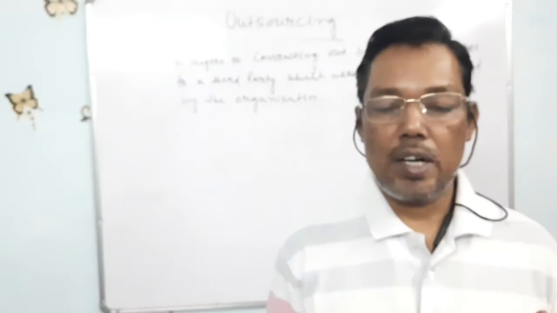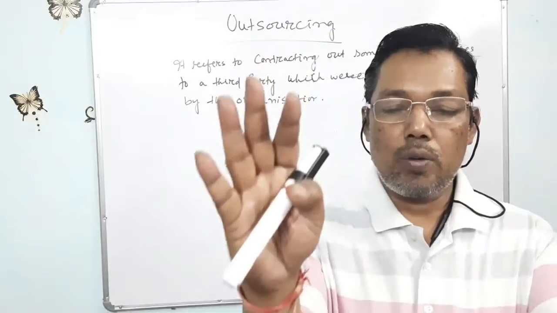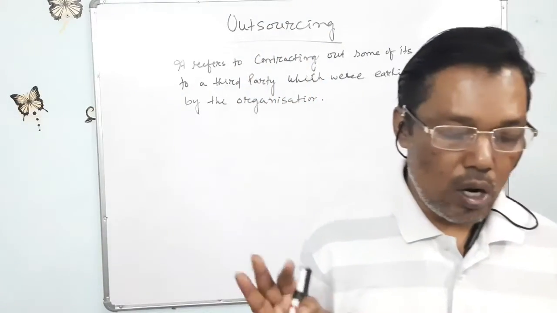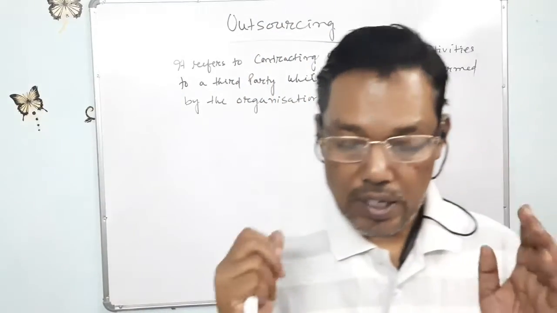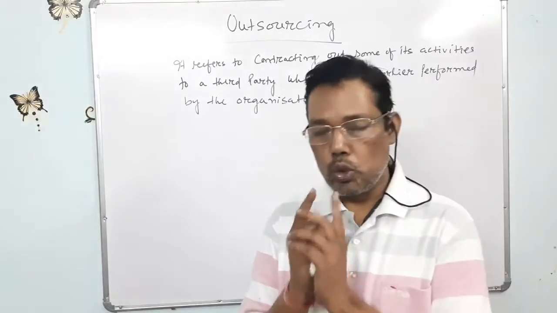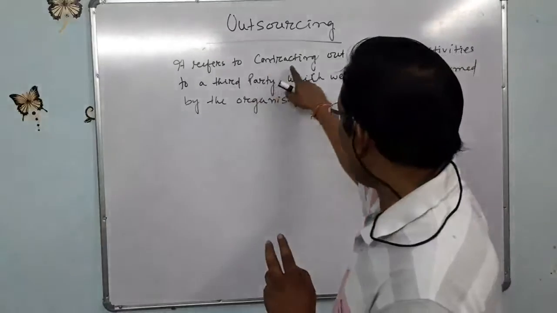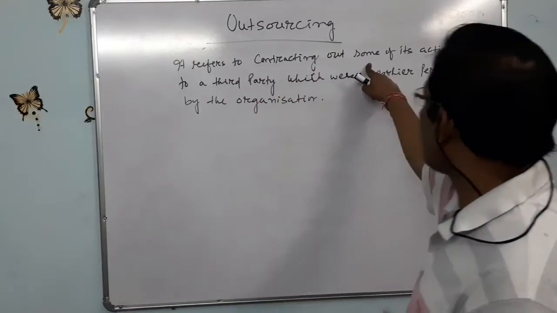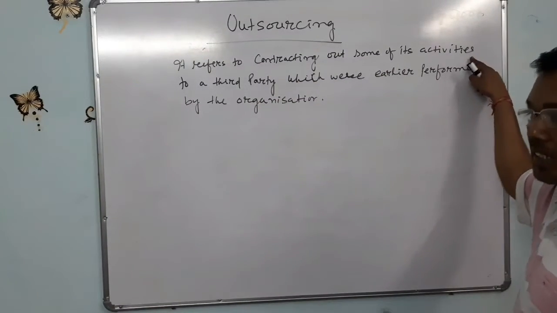Similarly, I am giving an example. Many companies have started outsourcing security services to outside agencies on a contractual basis. It means we give the payment on a contract basis. That third party will provide all these facilities to us. That is called outsourcing. So outsourcing refers to contracting out some of its activities.